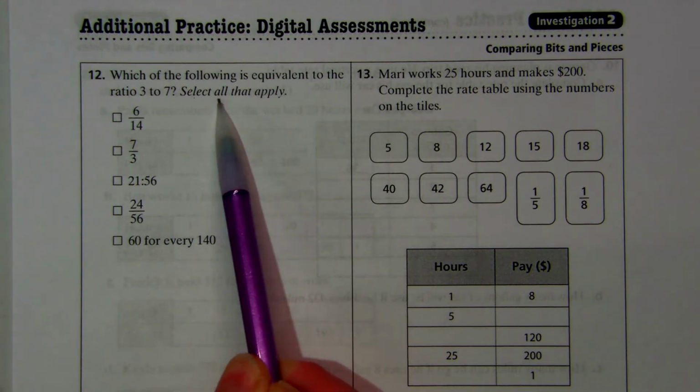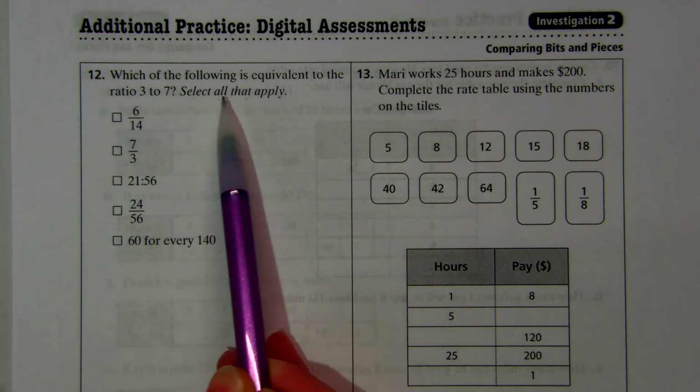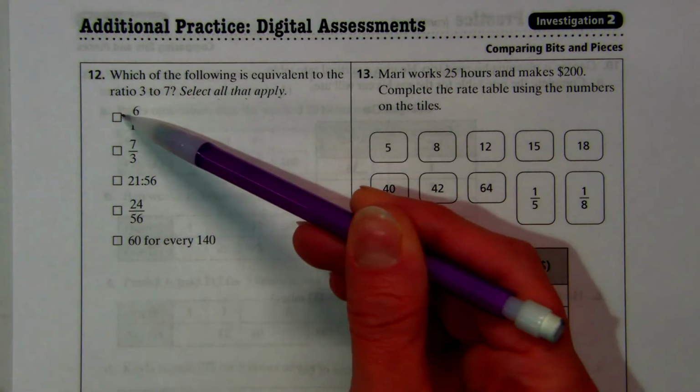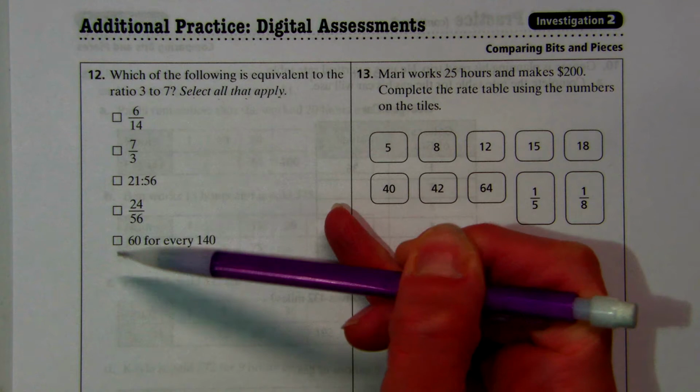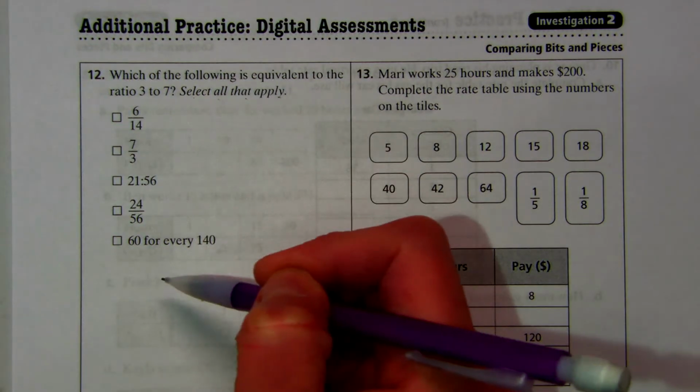Select all that apply. Normally, when they want you to select more than one answer, instead of circles, they're going to have squares because they want them to look like little check boxes. Check off, check off, check off. So let's look at all of our possibilities here.